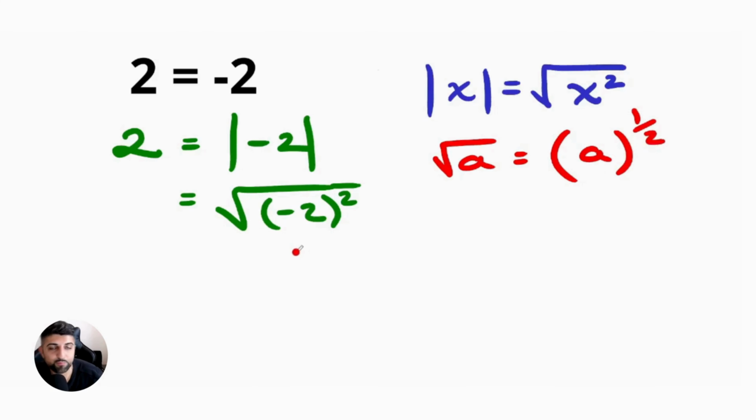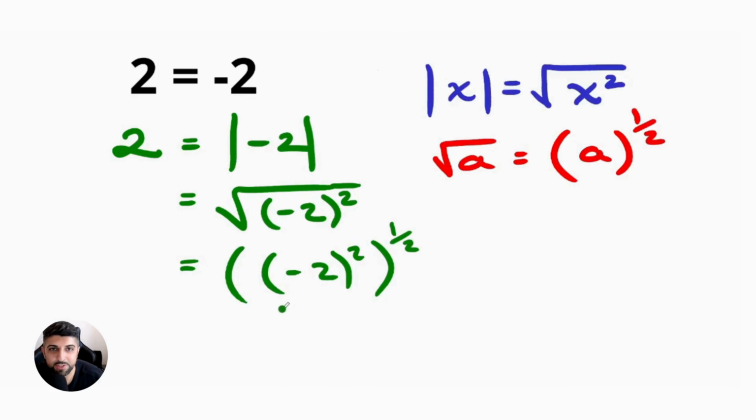The square root of any number can also be written as that number to the power of 1/2, right? So the square root is equivalent to 1/2 in exponential form. So I could easily write the following. I could say double bracket. Inside, I'll put my square of -2, but outside, I'll put an exponent of 1/2.